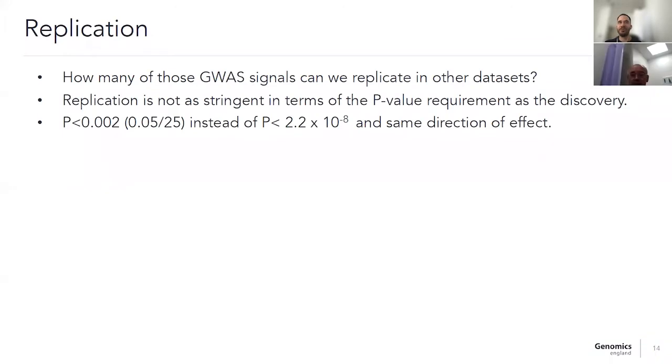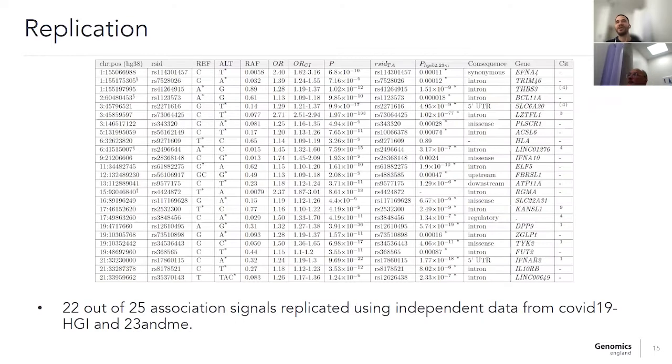So the most important part of this study is what we call replication. And this is something that we can do because of other summary statistics that have been collected by consortia like the AGI that we also belong to. And we can ask how many of the GWAS signals can we replicate in other data sets. And of course, replication is not as stringent in terms of the p-value requirement as discovery. And we found that 22 out of the 25 association signals were replicated using independent data from other consortia.